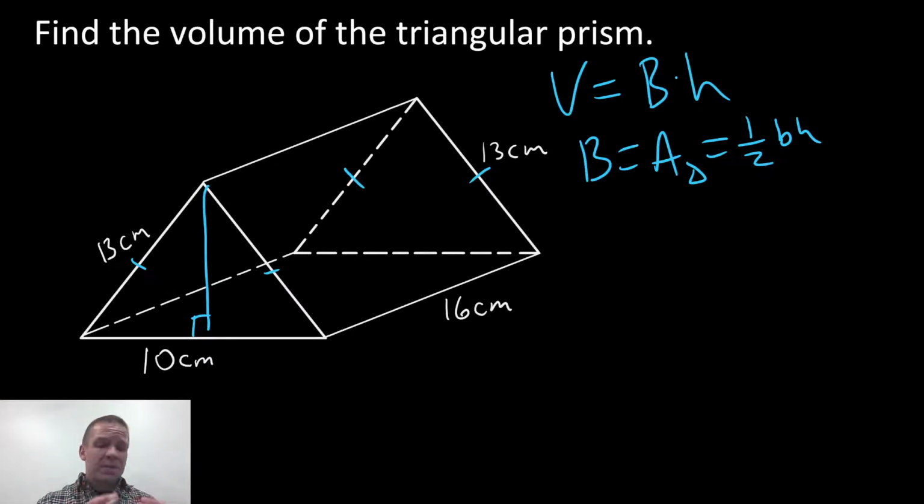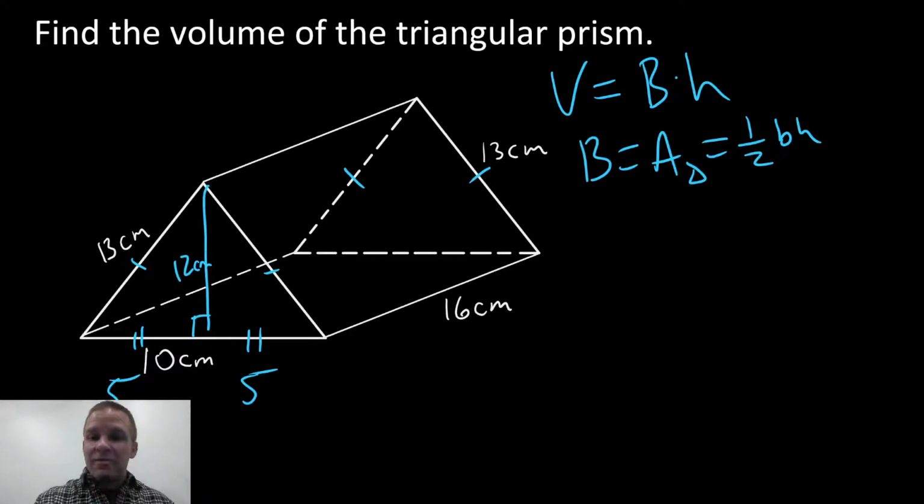Because if this is going to be a prism, those two triangle bases of this prism need to be the same. Okay, so then that means that altitude I just drew would cut this in half to 5 and 5. So I've got a 5, 12, 13 centimeter triangle.